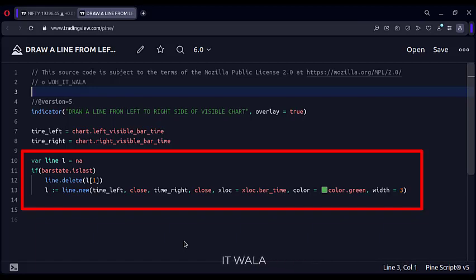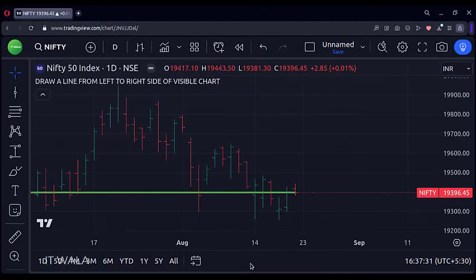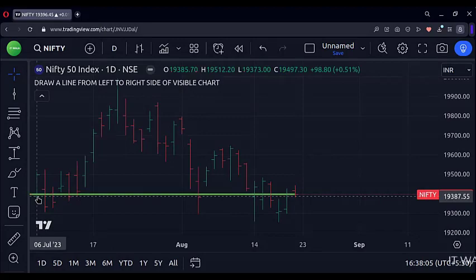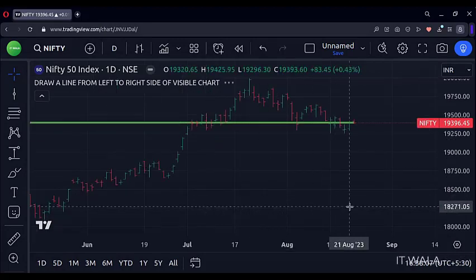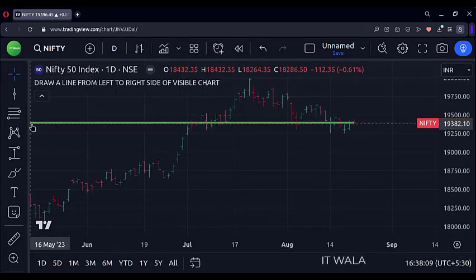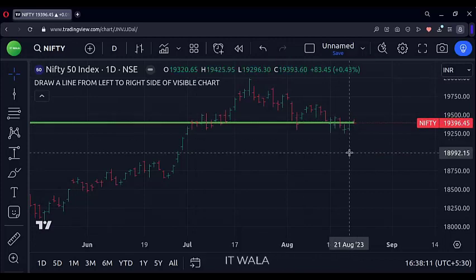Let's add this indicator to the chart and see the magic. As you can see, right now this green line is drawn from the leftmost candle on the visible chart to the rightmost candle on the visible chart. If I extend and make the chart longer, the line then gets extended to the most right and left candles on the visible chart.